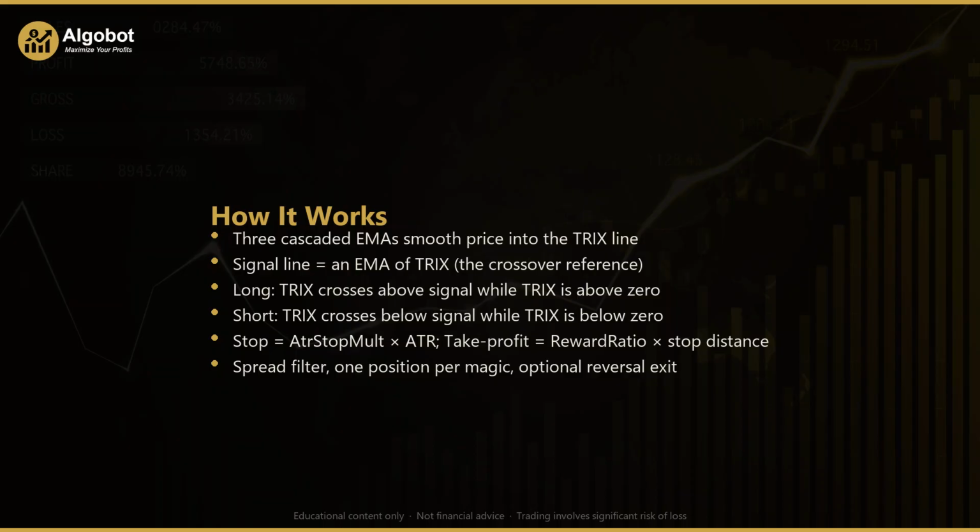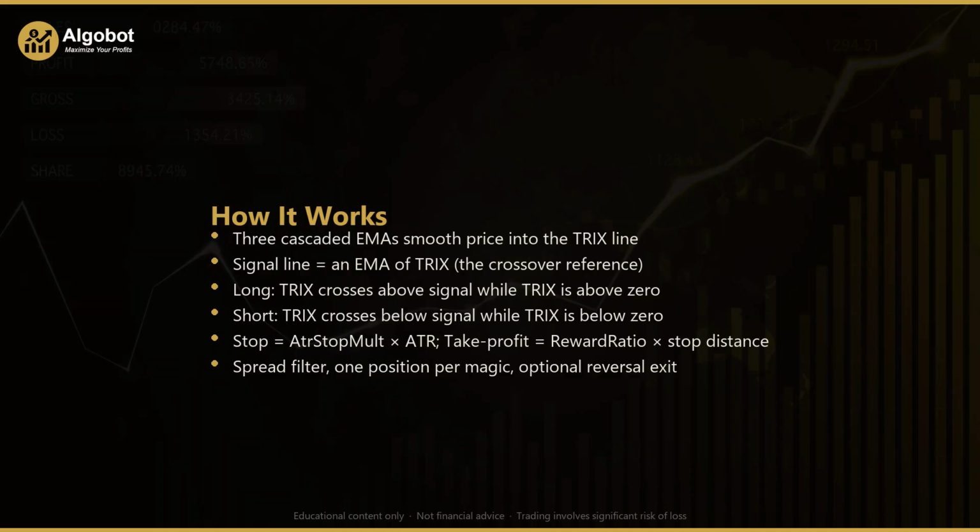Why insist that the cross happen on the correct side of zero? Because most losing oscillator signals are counter-trend crosses that appear in the chop around the midline. By requiring the fresh cross to agree with the side of zero, the strategy discards those marginal signals. This is what keeps the number of trades and the associated drawdown lower, and it helps avoid fitting the rules to noise. Now the exits, of which there are three.